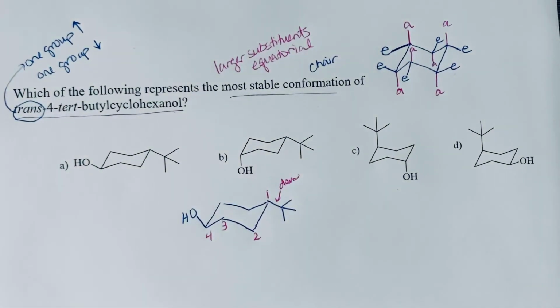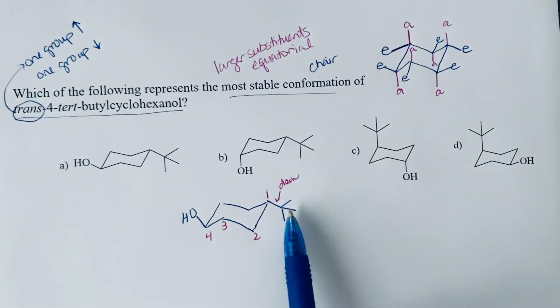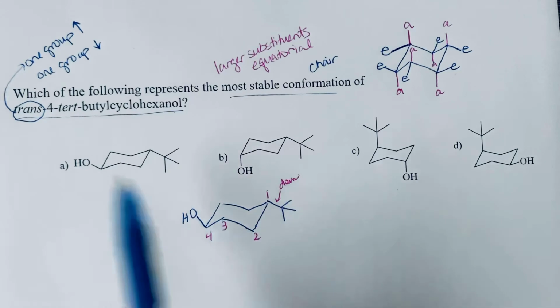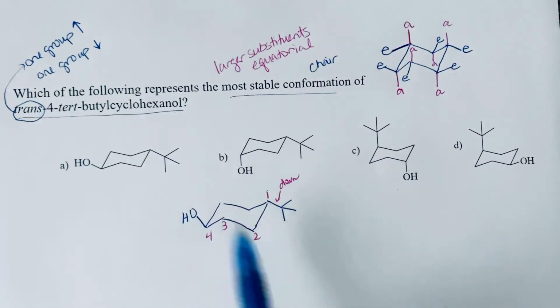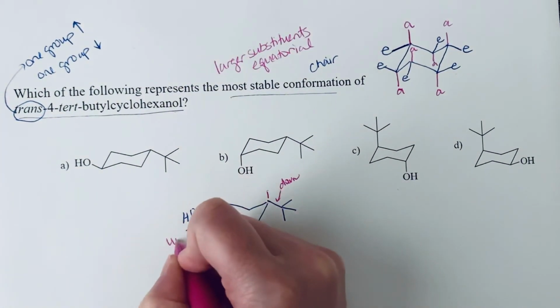So the strategy is to draw the chair, take your larger substituent, place that equatorial, and then follow what you're given to tell you where the next group is going to be. So this is trans because this one is pointing down and this is pointing up.